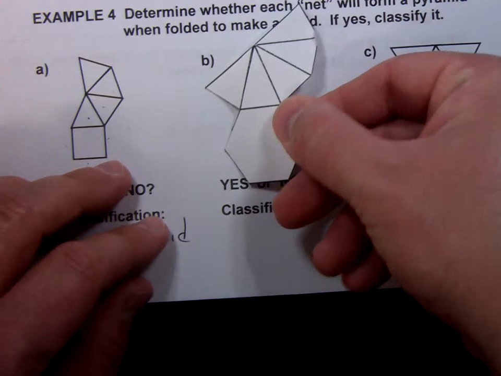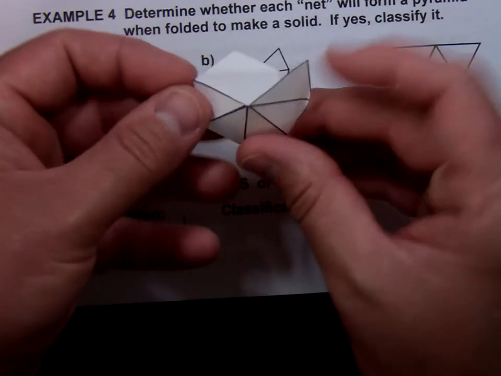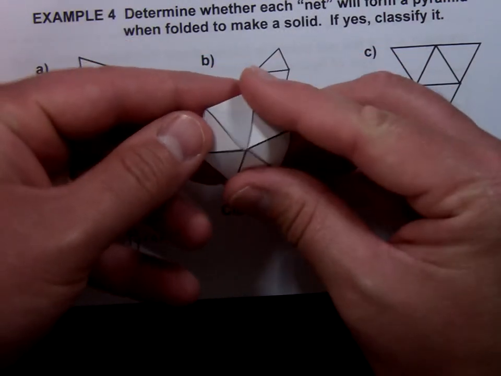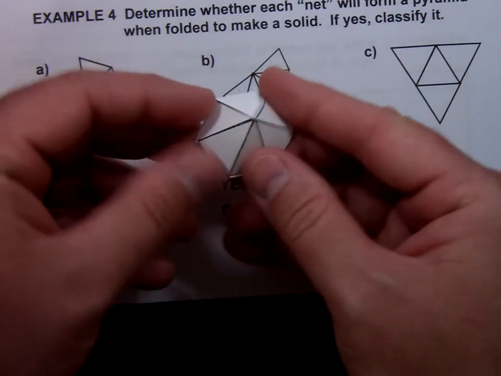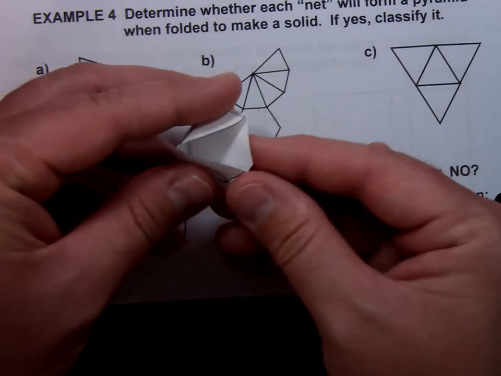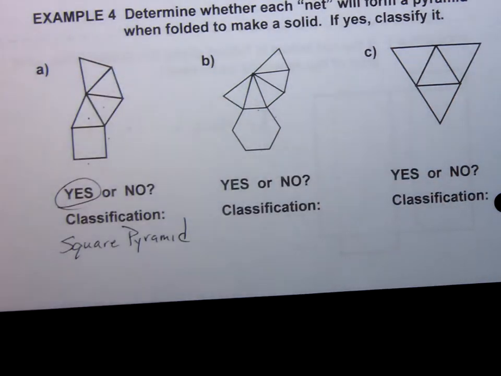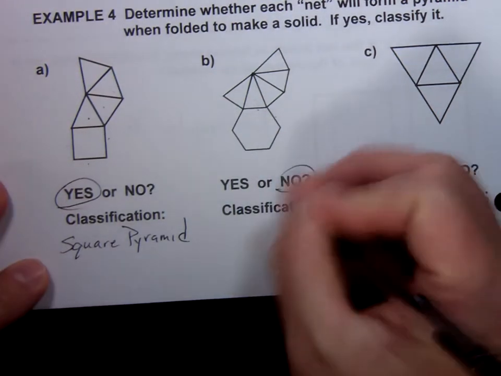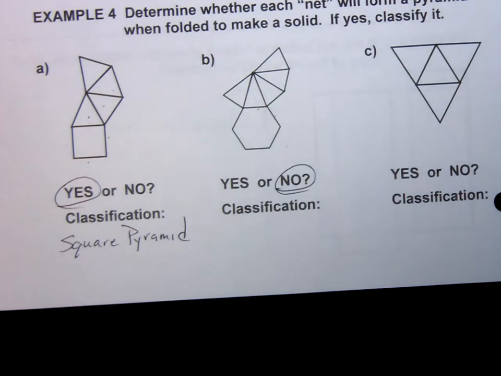So if I were to take that and fold it, you will see as it comes around there's an empty spot right there, because there's not enough triangles to get all the way around and complete that solid. So this one does not complete a pyramid.